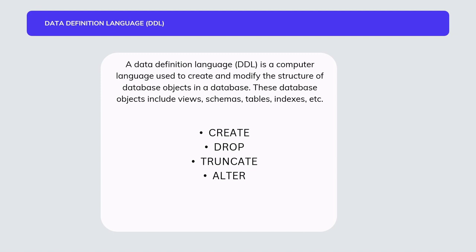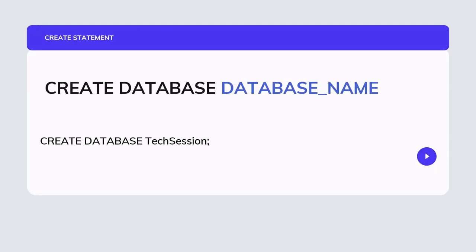So we have mainly four statements in DDL. The first one is the create statement, next is drop, then truncate and alter. These are the DDL statements that we'll be looking at one by one in the upcoming slides, la paakalam.